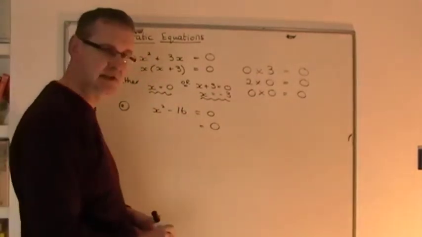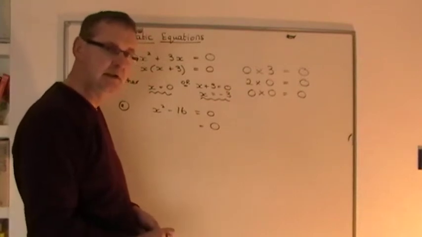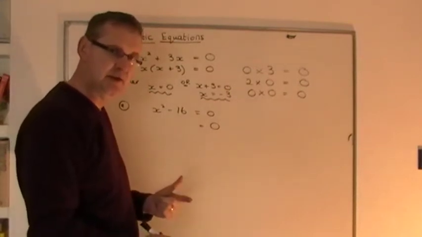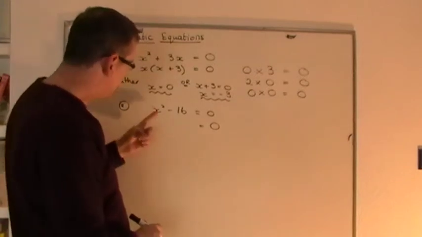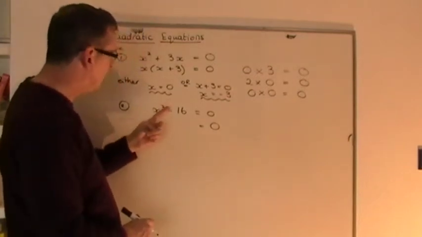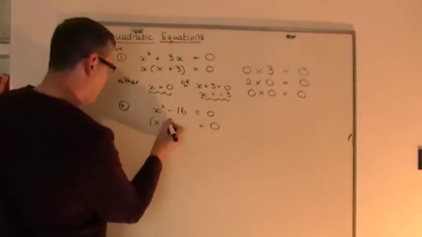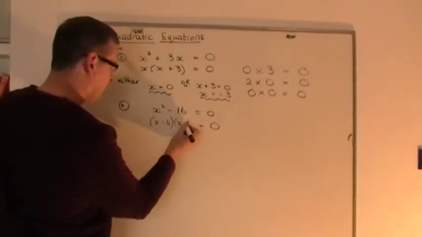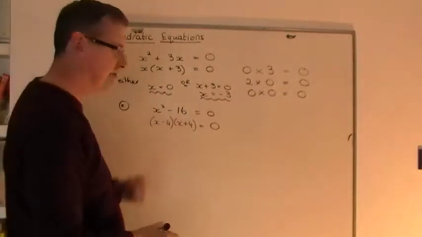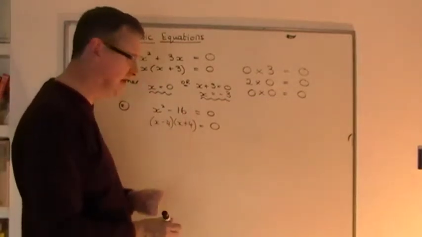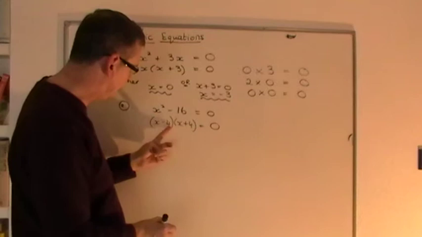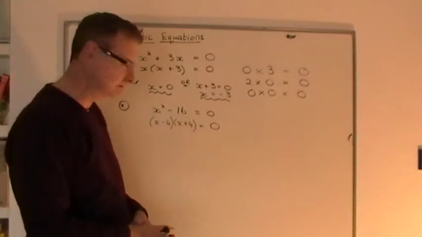Okay, left hand side, is there a common factor? No. Next thing, is it the difference of two squared terms? Yes it is. That is the same as x squared minus 4 squared. So that will automatically become a bracket x minus 4, x plus 4. The difference of two squared terms, because the 16 is 4 squared. That's why you get the 4 and the 4 there and there.